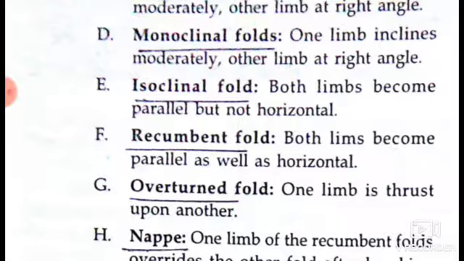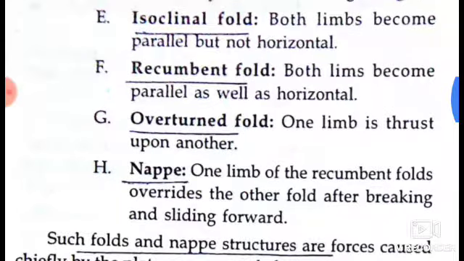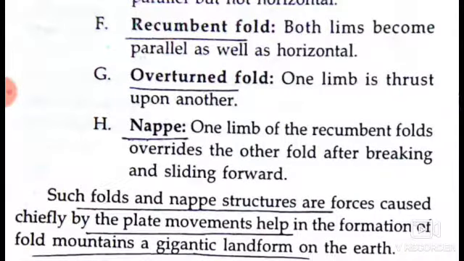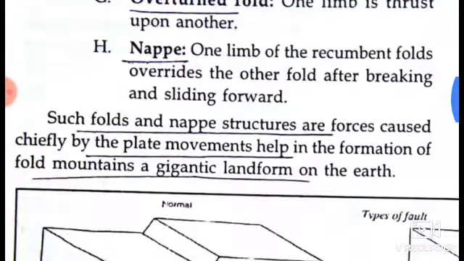Isoclinal fold, both limbs become parallel but not horizontal. Recumbent fold, both limbs become parallel as well as horizontal. Overturned fold, one limb is thrust upon another. Nappe, one limb of the recumbent fold overrides another fold after breaking and sliding forwards. Such folds are nappe structures.